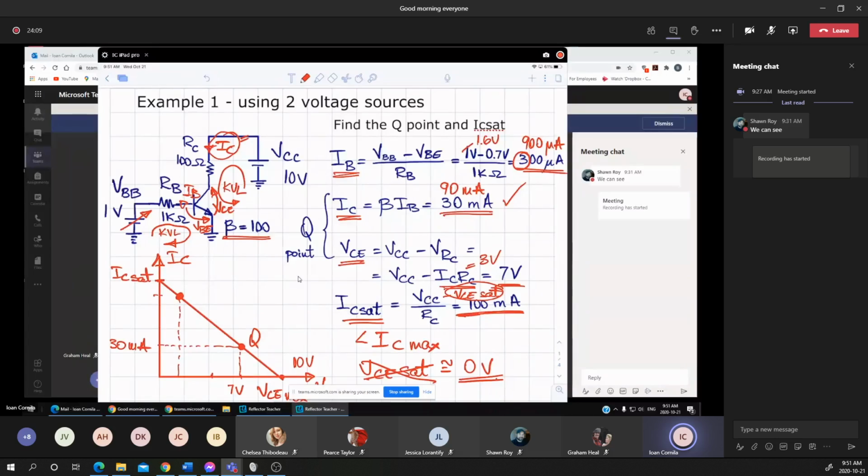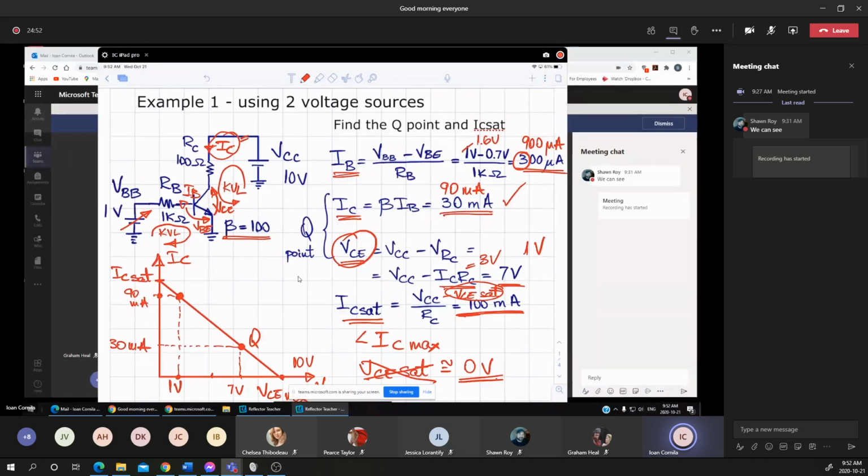The current is 90 milliamps, just a bit below the saturation current, which makes VCE, with 90 milliamps times 100 ohms, 9 volts drop across the resistor. That's 10 minus 9, which makes VCE 1 volt in this region.